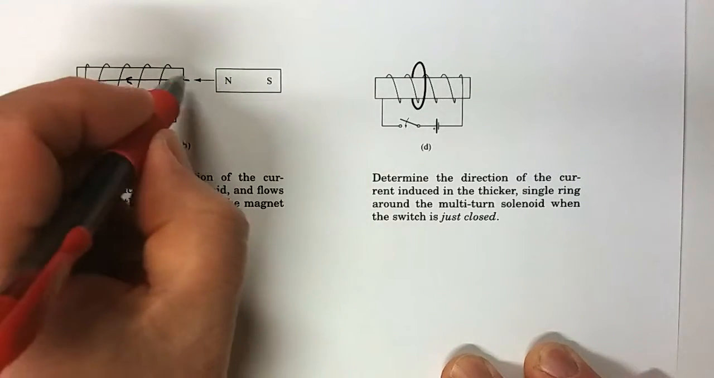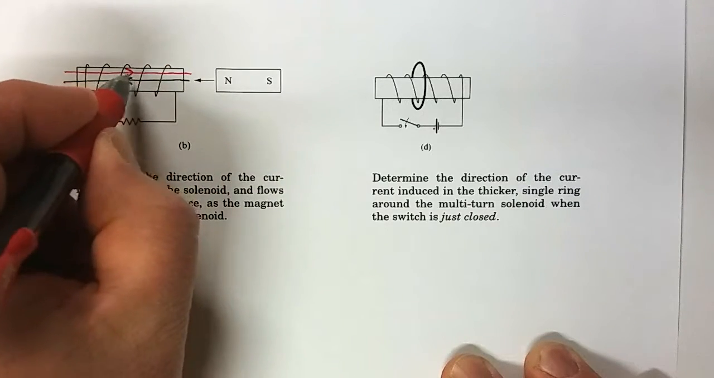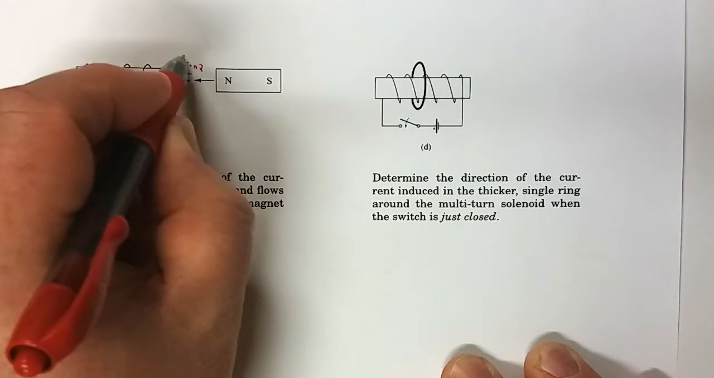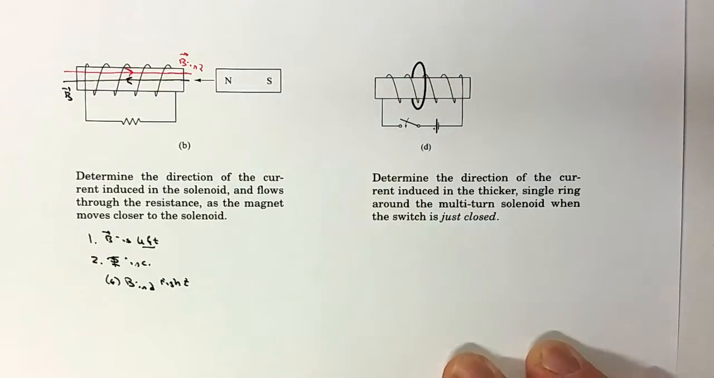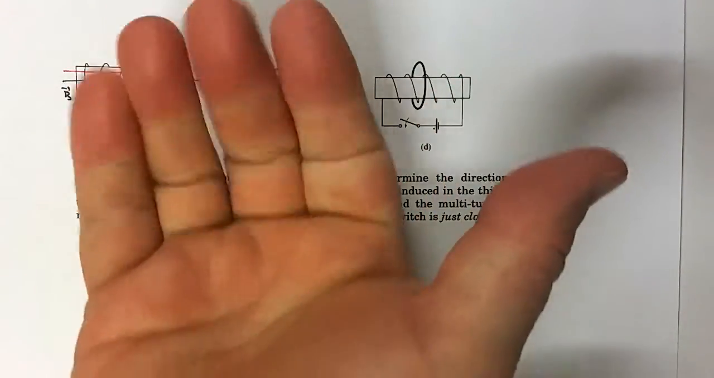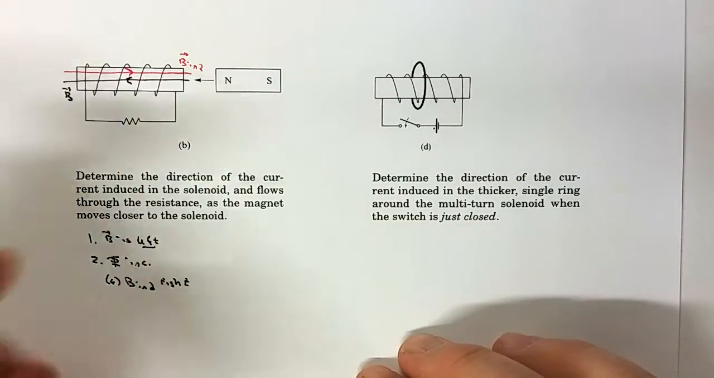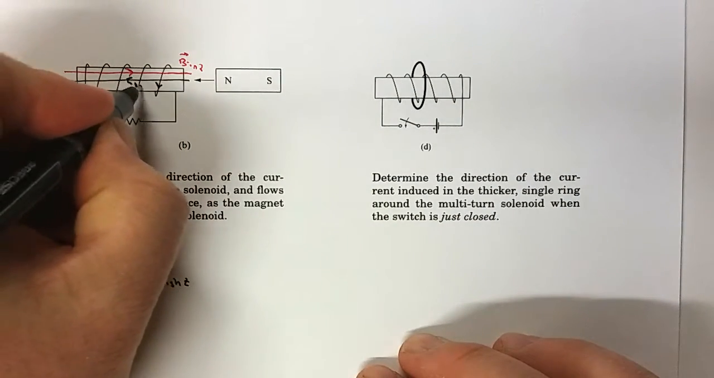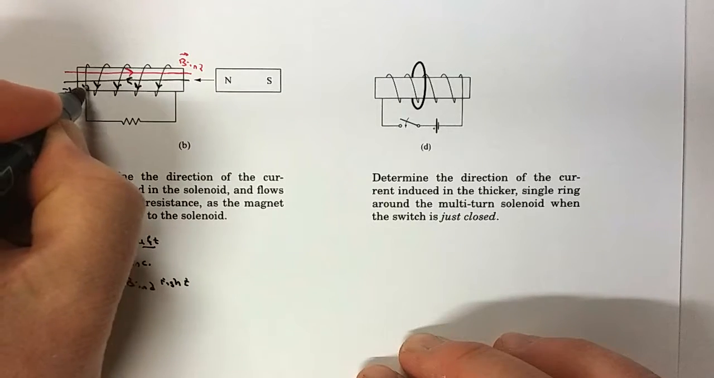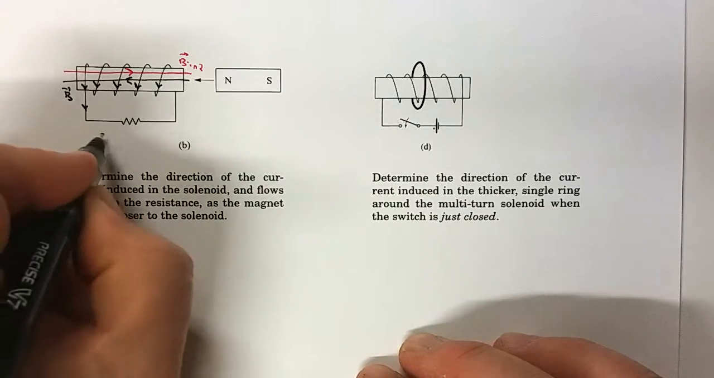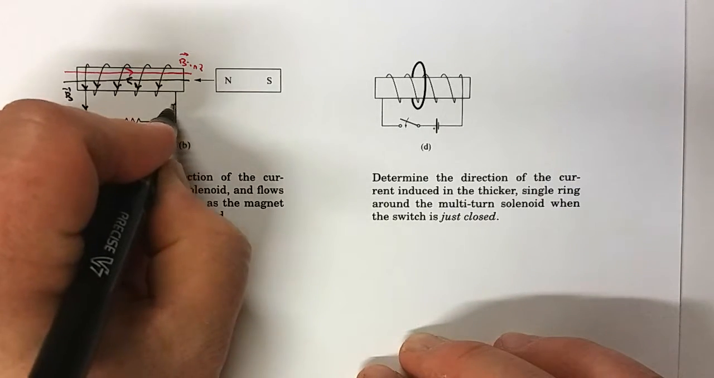And all of this is exactly the same as the one we just did, except that when we do the right-hand rule, magnetic field to the right, my fingers curl again out the top and down in the front. The wire is wrapped so that when it flows down in front of this solenoid, it flows down the left side and then the other way through the resistor.